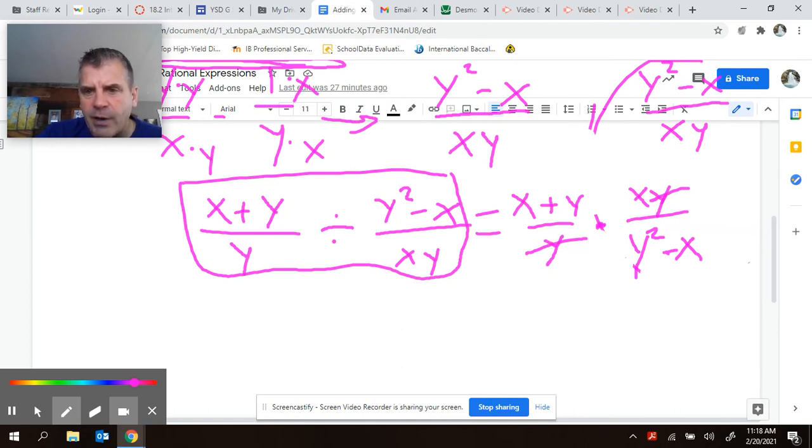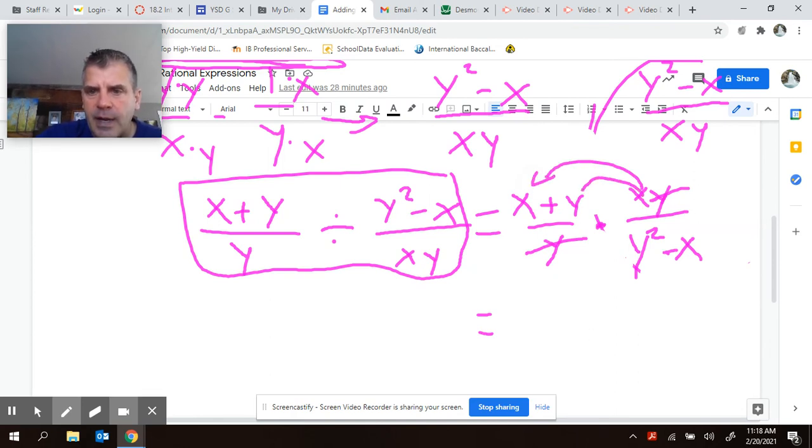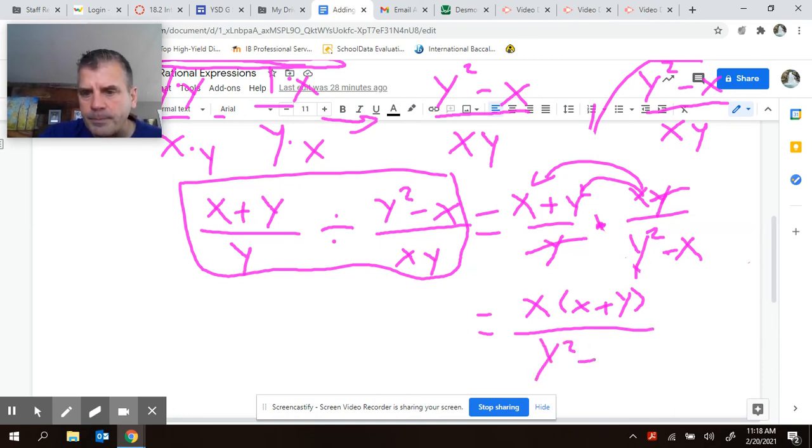And so now I can multiply straight across. I'm multiplying x times x plus y. This is like distributing, x times x and then x times the y. If you need to, you can write it as another step and go x times x plus y, because that's really what's happening there. And maybe that's best to show here today. And then we have just y squared minus x in the bottom.